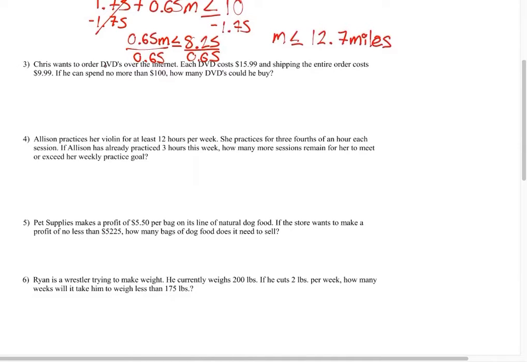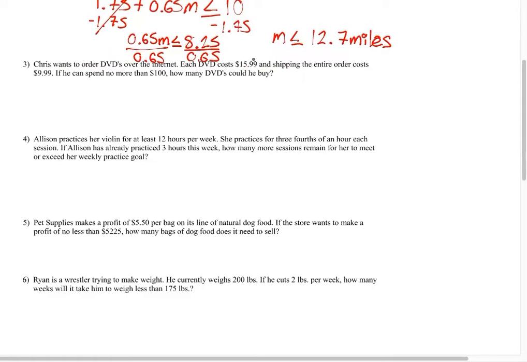For number three, Chris wants to order DVDs over the internet. Each DVD costs $15.99 and shipping the entire order costs $9.99. If he can spend no more than $100, how many DVDs could he buy?